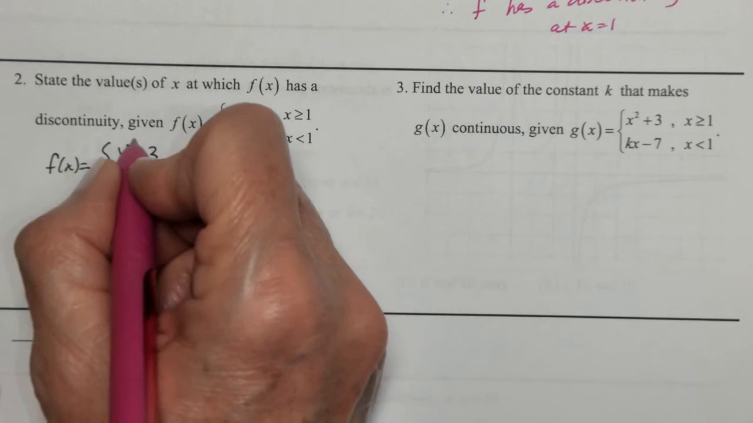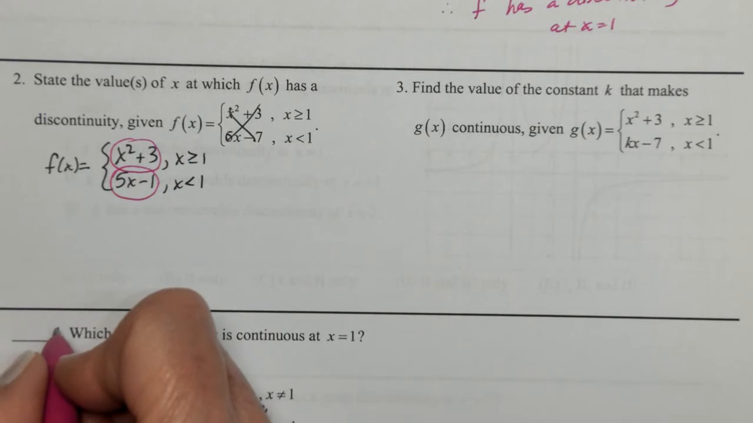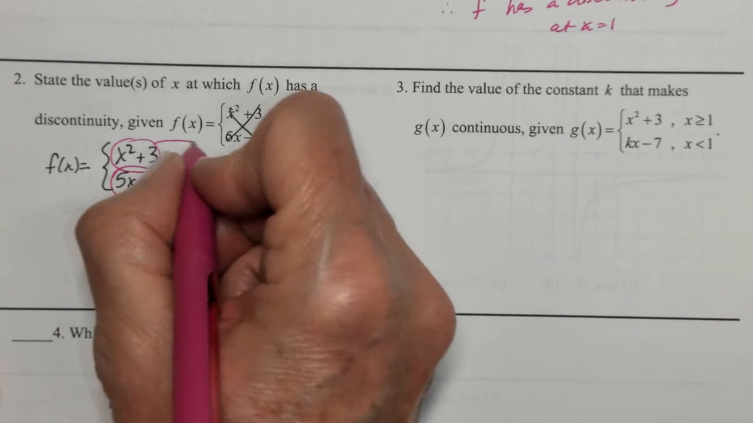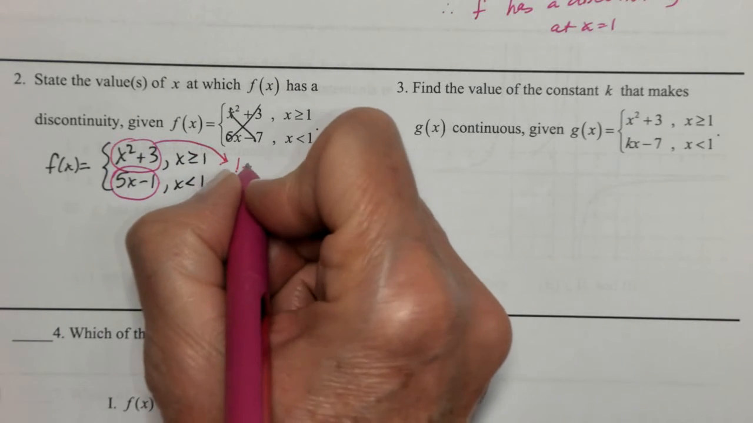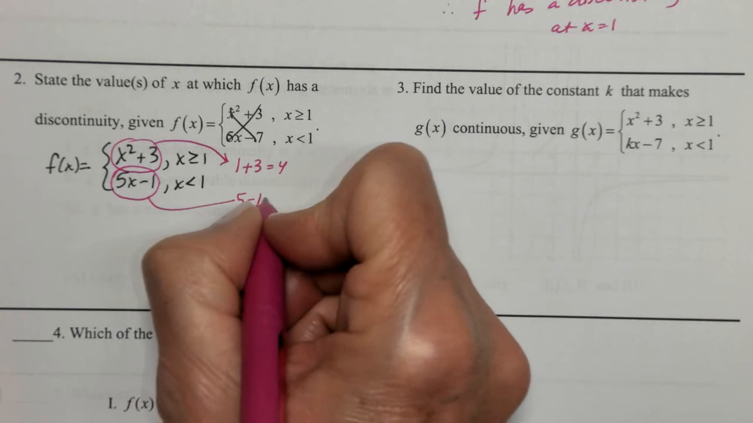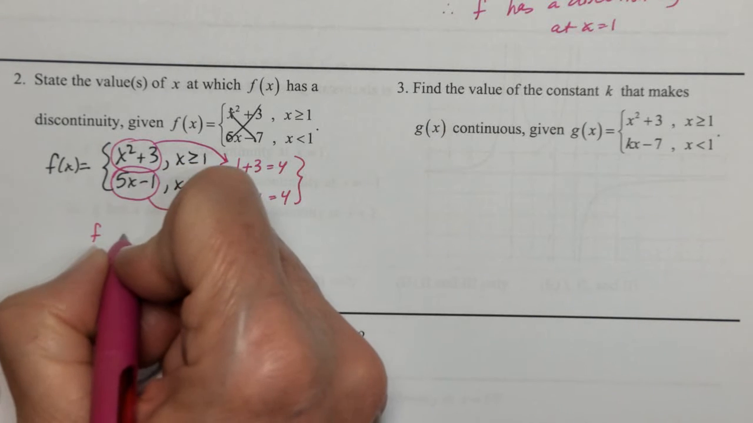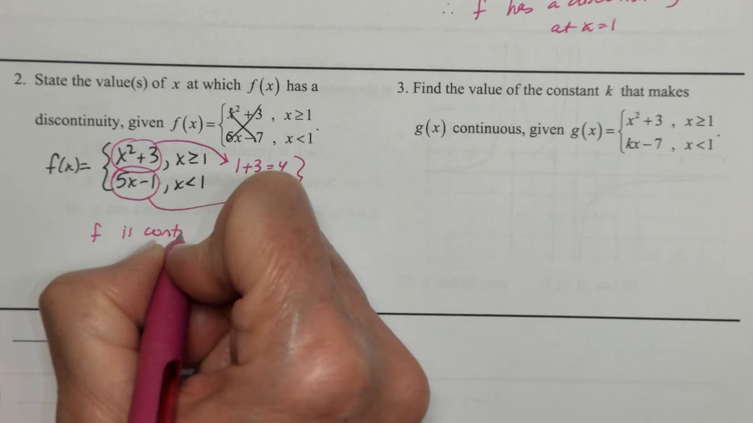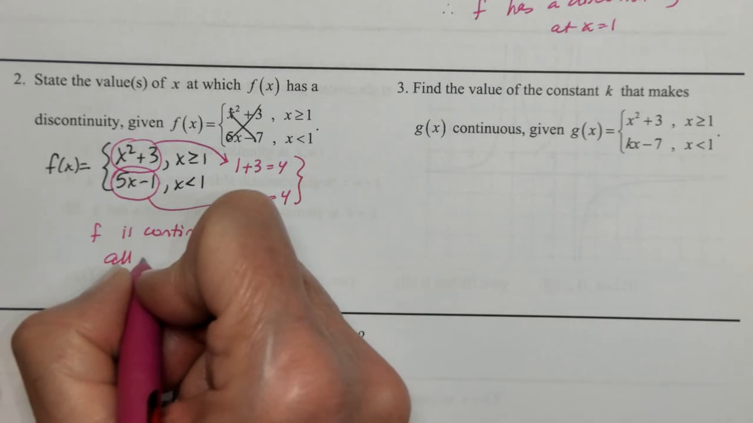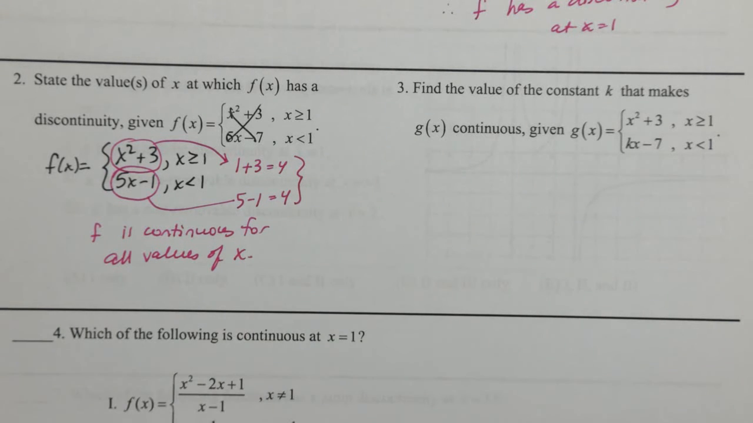So I'm going to put 1 in for x here, put 1 in for x here, see if they are the same. So if I do that, on this one, I'm going to have 1 plus 3, that's 4. And on this one, I have 5 minus 1, which is also 4. They are the same. So therefore, f is continuous for all values of x. No discontinuities.